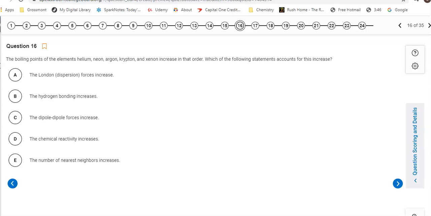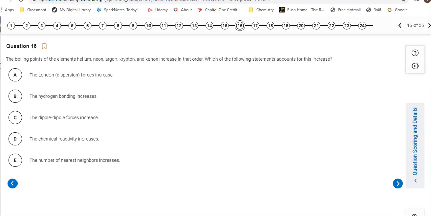Those are London dispersion forces, dipole-dipole interactions like between water, and hydrogen bonds like between water or between anything that has a hydrogen attached to a nitrogen, a hydrogen attached to an oxygen, or a hydrogen attached to a fluorine. Hydrogen bonds are very specific. They have to have those particular combinations.